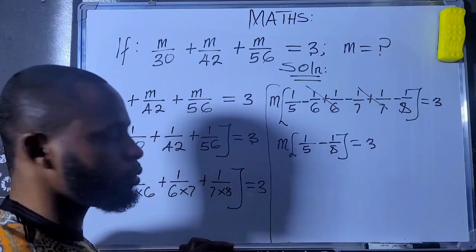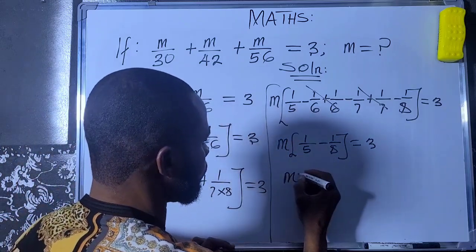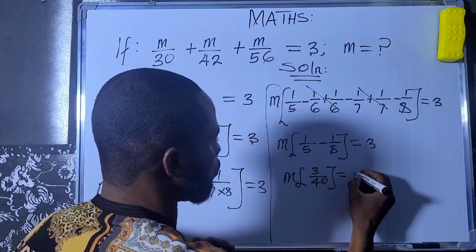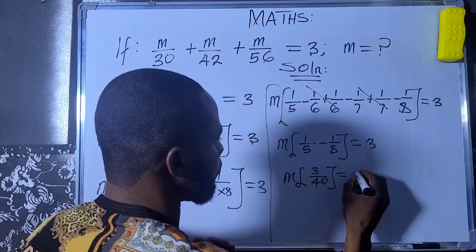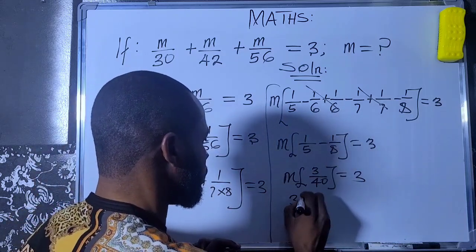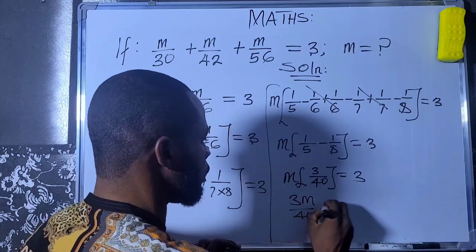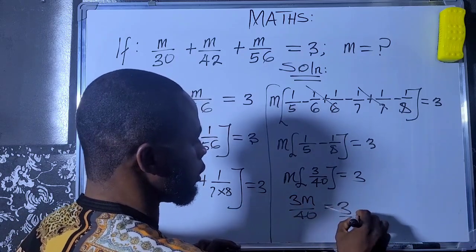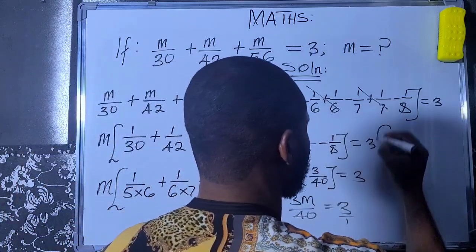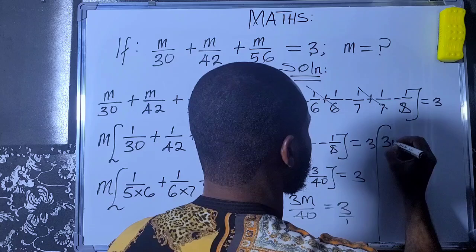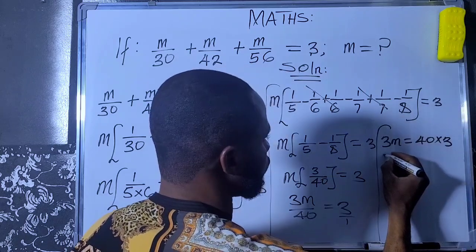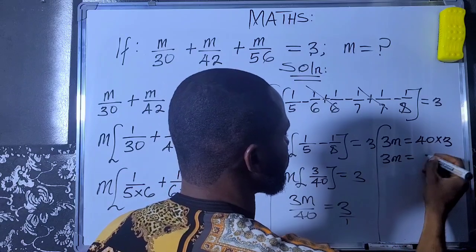If we simplify this, we are going to have m into 3 divided by 40 equals 3. Then if you multiply it out, you have 3m divided by 40 equals 3. Note that this is over 1. Then by cross multiplication, we have here that 3m equals 40 multiplied by 3. Then 3m equals 40 times 3.